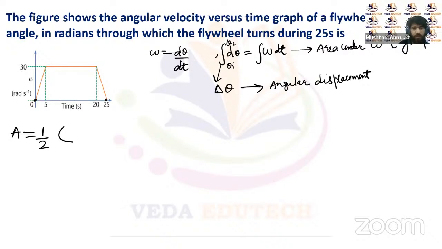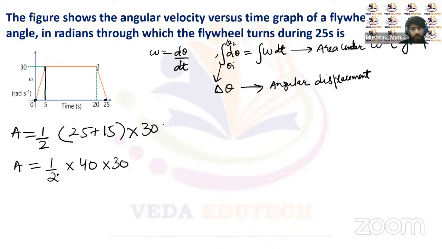From here to here, the distance is 25, plus from here to here, the distance is 20 minus 5, that's equal to 50 multiplied by the distance between them. The perpendicular distance between them is 30. So A will be equal to half of 40 multiplied by 30, that is 20 multiplied by 30, which equals 600 radians. This is the total angle through which the flywheel will turn during time t equal to 25 seconds, 600 radians.